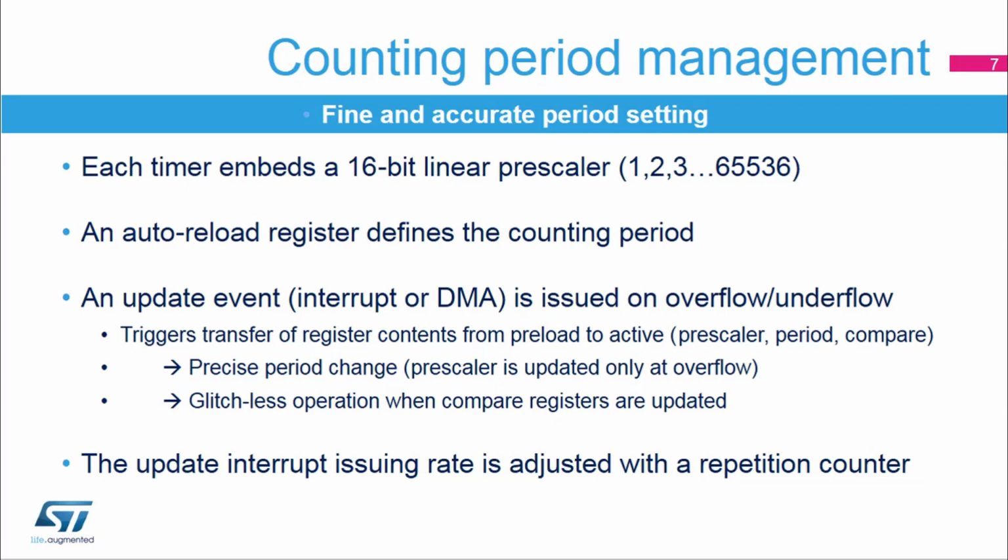An 8-bit programmable repetition counter allows you to decouple the interrupt issuing rate from the counting period, and have, for instance, one interrupt every single, second, third, and up to 256th PWM periods. This is particularly useful when dealing with high PWM frequencies.